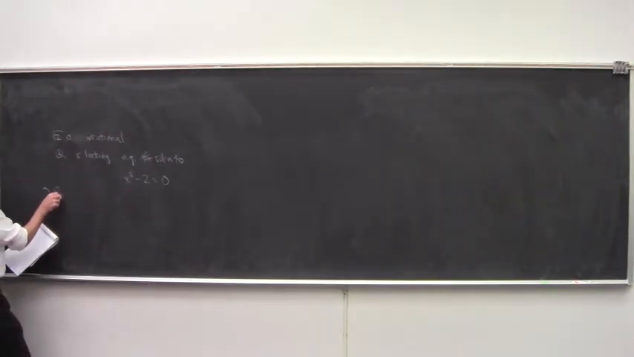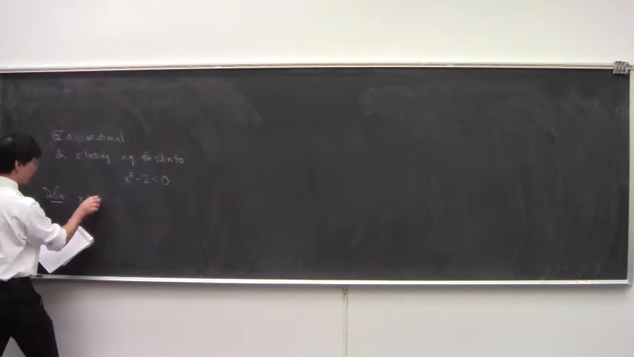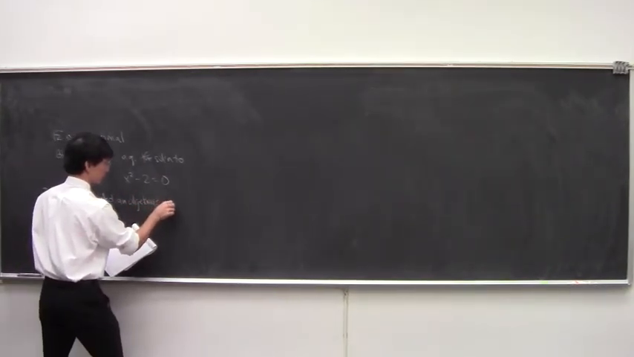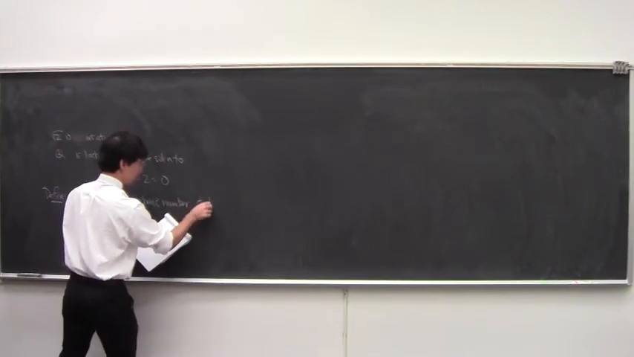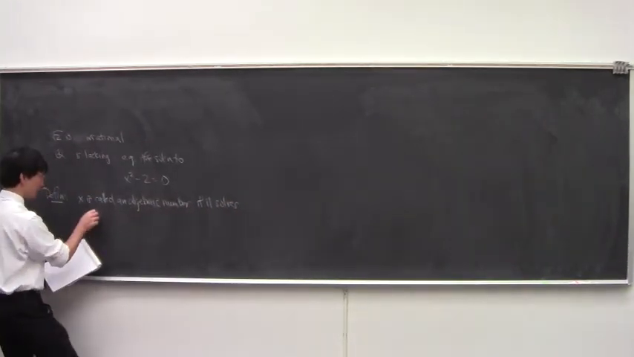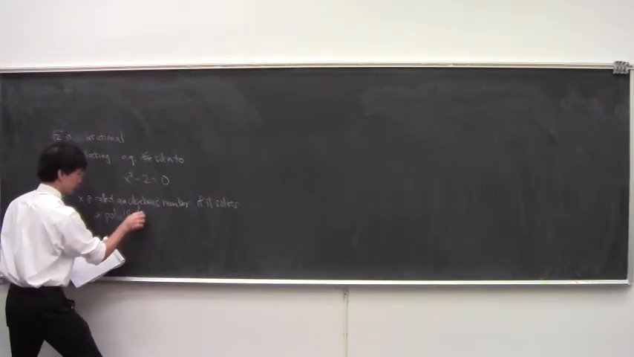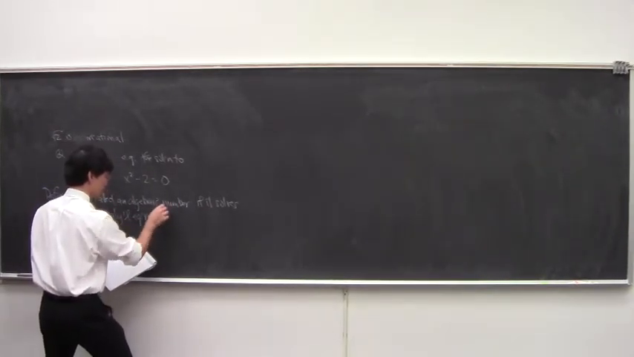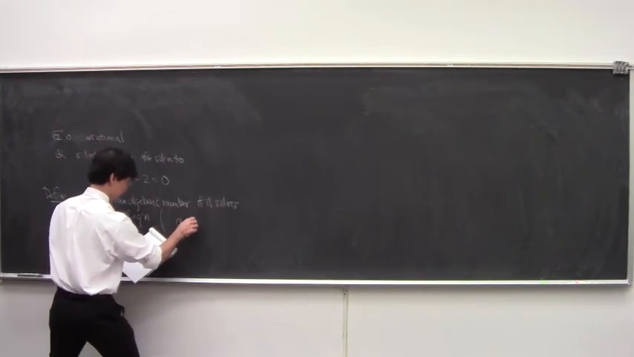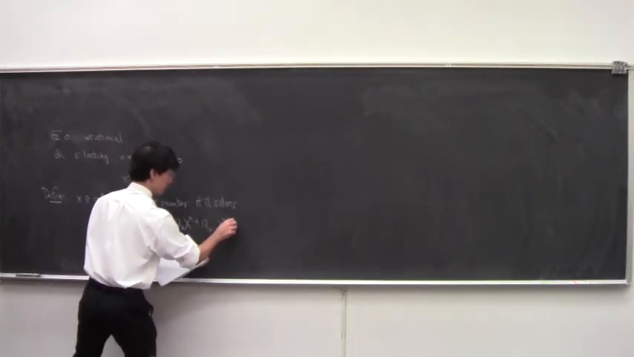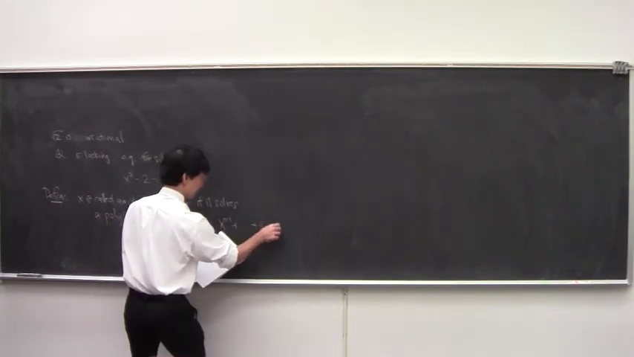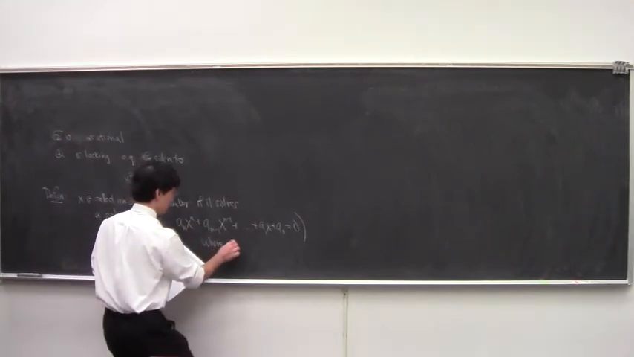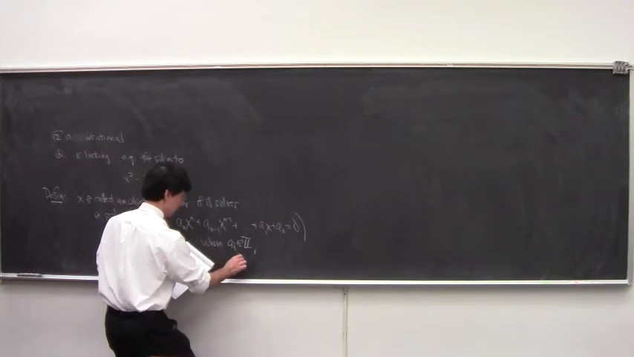So let me give a definition. x is called an algebraic number if it solves a polynomial equation of the form a_n x^n + a_{n-1} x^{n-1} + ... + a_1 x + a_0 = 0, where the a_i are all in Z and n is some natural number.